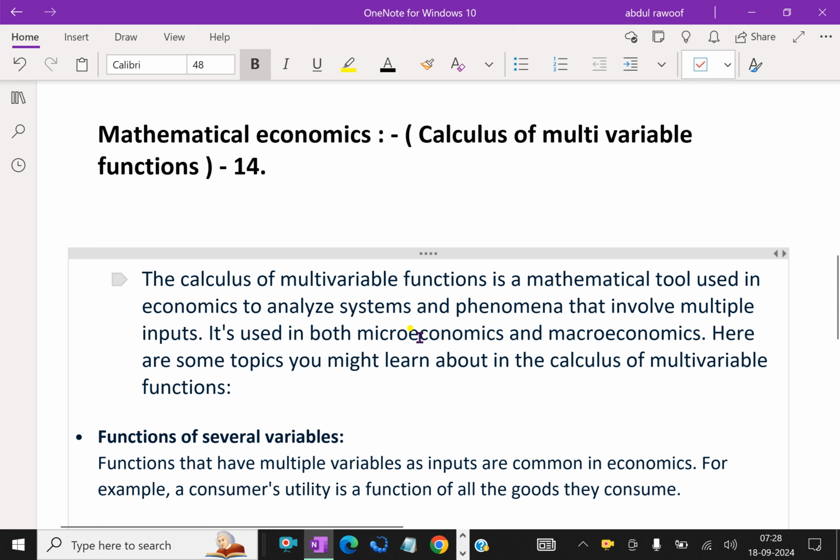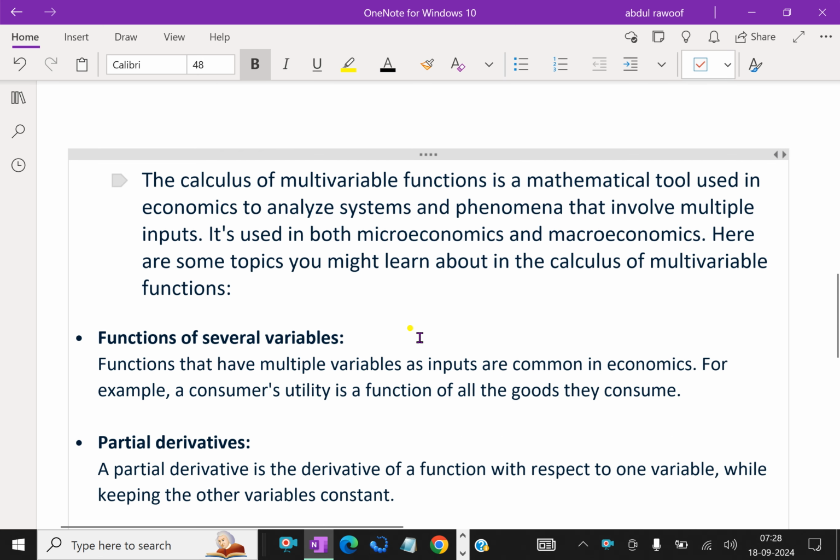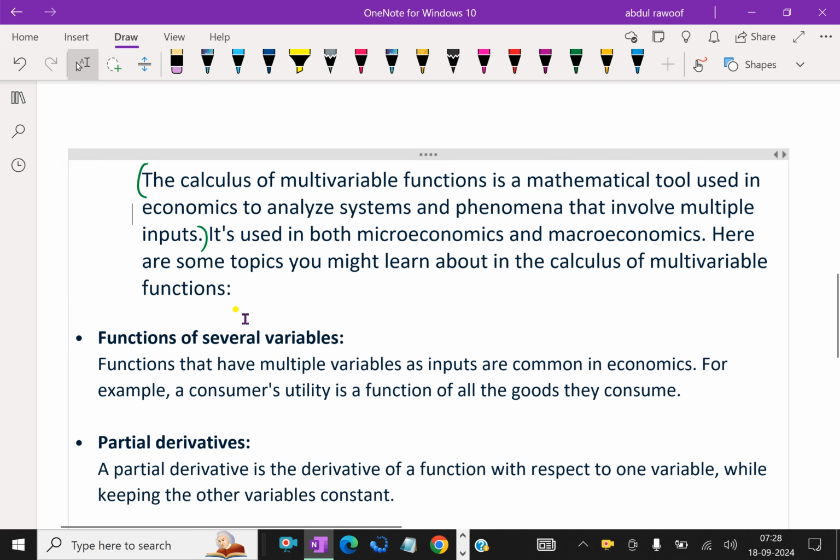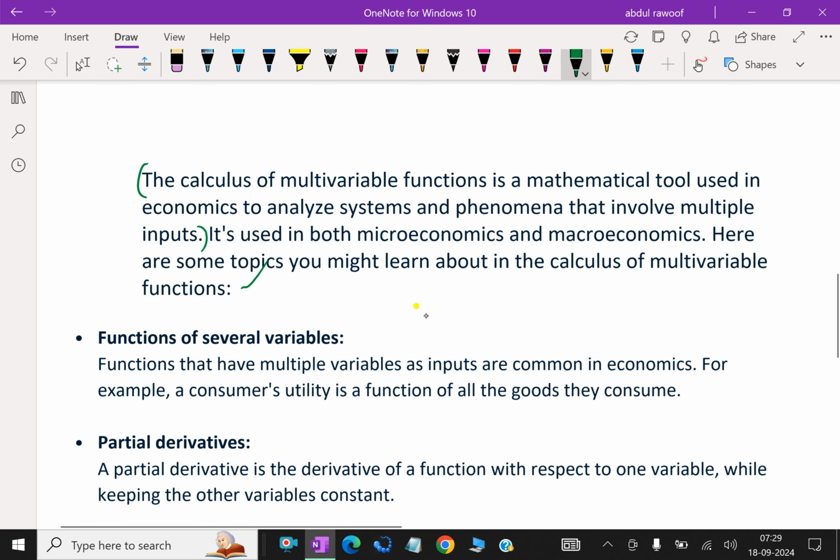In mathematical economics, let us discuss calculus of multivariable functions. The calculus of multivariable functions is a mathematical tool used in economics to analyze systems and phenomena that involve multiple inputs like x, y, z. It is used in both microeconomics and macroeconomics. Here are some topics you might learn about the calculus of multivariable functions.